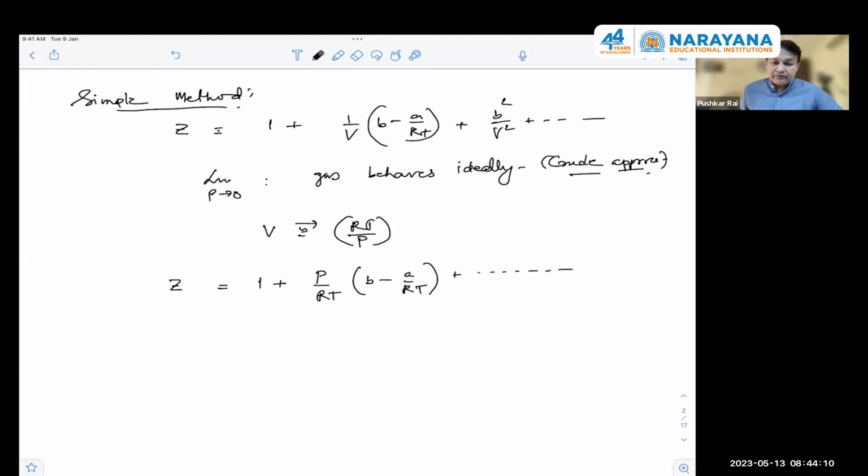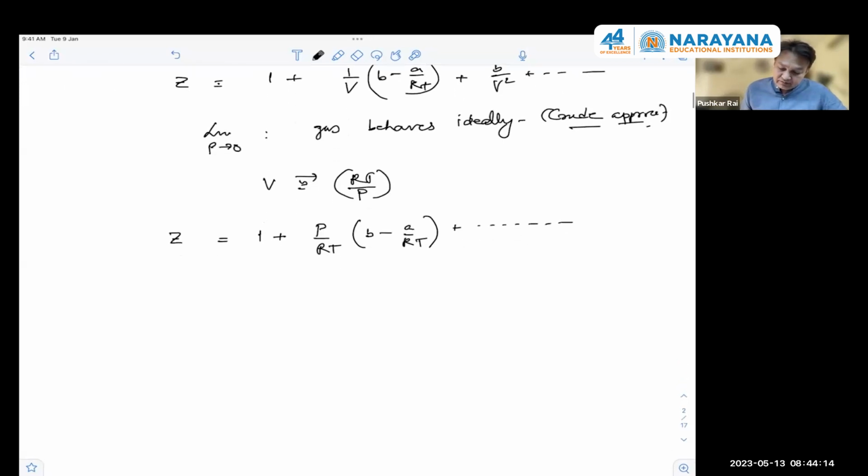And higher order terms means what? If we wish, then we can also expand Z in terms of pressure, and we write it Z is equals to 1 plus, say, A dash P, the second virial coefficient, then B dash P square, and so on and so forth. We can also express van der Waals equation in this form.